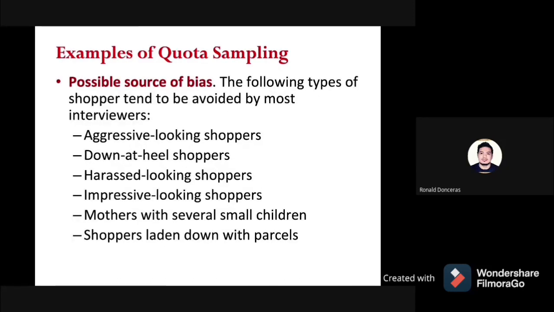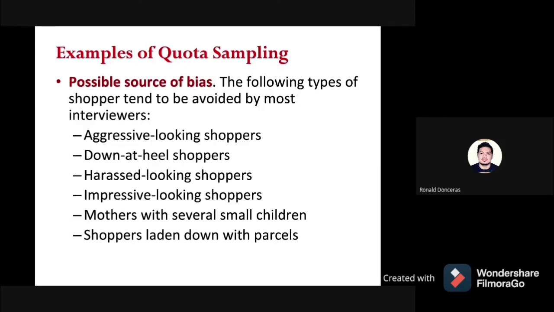So another example for quota sampling, which can have a possible source of bias, given the scenario kanina, you could have bias in terms of types of shopper na pupunta sa loob ng mall. Siyempre, hindi ka mag-interview sa medyo masungit ang mukha. Di ba? Baka mamaya magalitan ka. Di ba? So yan, isa yan sa bias na mangyayari using the quota.